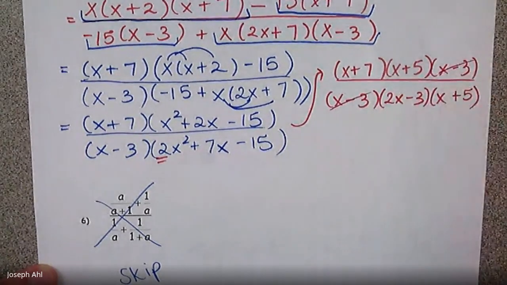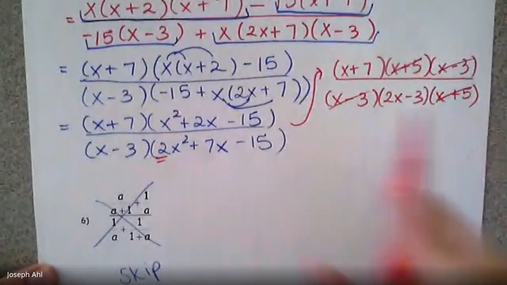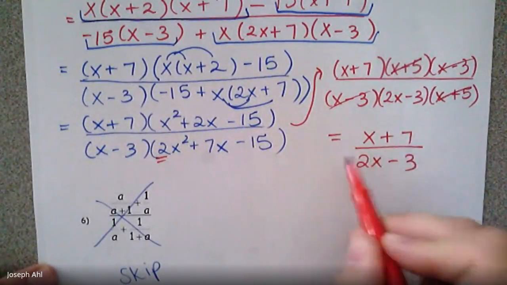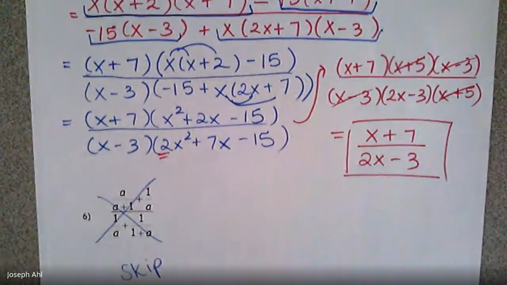The x minus 3's cancel. The x plus 5's cancel. And the final answer is x plus 7 over 2x minus 3.